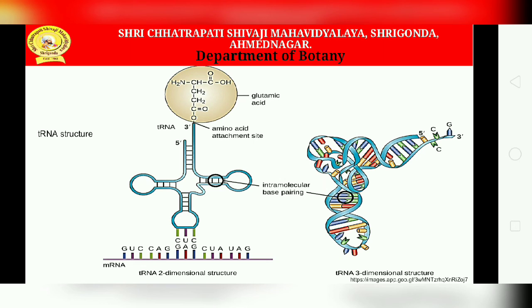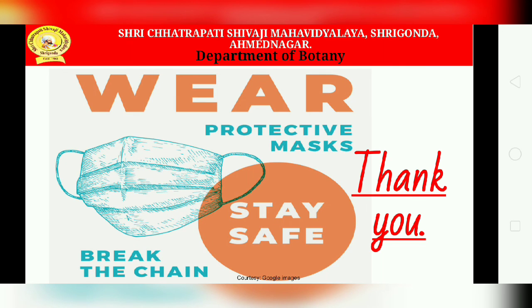And the third, that is the tRNA, carries the correct amino acid to the site of protein synthesis in the ribosome. So these are the three types of RNA.